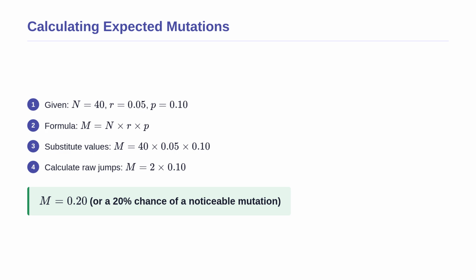First, we substitute our given values into the equation. We multiply 40 by 0.05, which gives us 2. This means we expect 2 actual jumps to occur in this cell. Finally, we multiply those 2 jumps by the 10% chance of hitting a gene, giving us a final answer of 0.20. Physically, this means there is a 20% chance of a new noticeable mutation occurring, showing exactly why active P elements make DNA highly unstable.